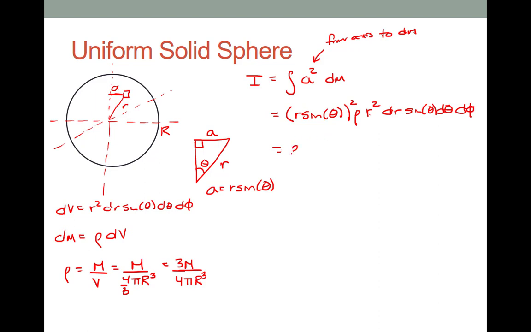Okay, we're also going to assume the density is constant, move it out of the integral. So the moment of inertia will be the density times, again, r squared times r squared is r to the fourth dr. I have sine theta squared times sine theta. That's sine of theta cubed d theta d phi. I'm getting a little crunched for space on this slide, so I'm going to go to the next slide.